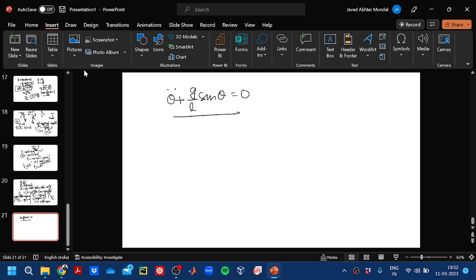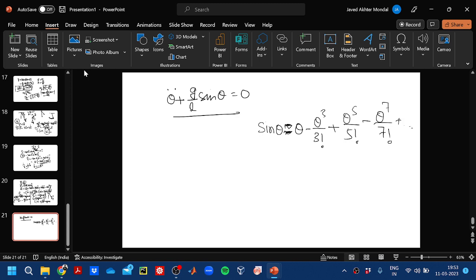Now this doesn't look like our harmonic oscillator equation, but we know that sine theta we can write as theta minus theta cubed by 3 factorial plus theta to the power 5 by 5 factorial, and so on.